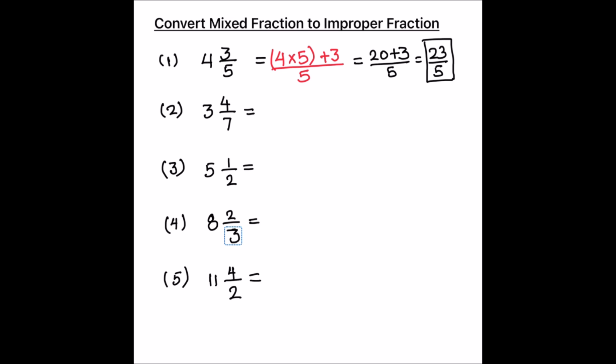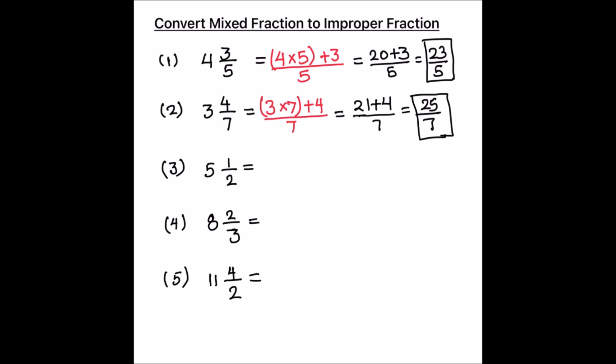Let's convert the next fraction, which is 3 4/7. Whole part is 3, multiply by the denominator, which is 7, plus numerator, which is 4, divided by the denominator, which is 7. So 3 times 7 is 21, plus 4, divided by 7, which is 25 by 7. This is our final answer. We are going to box the answer and we'll do the next conversion.